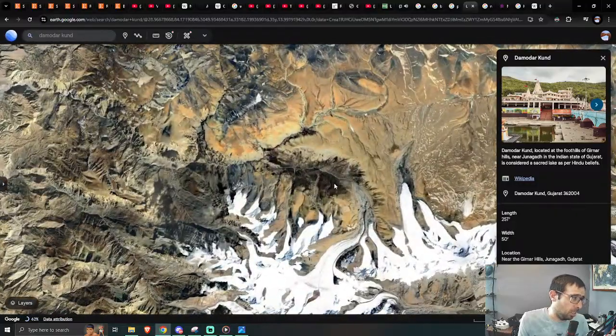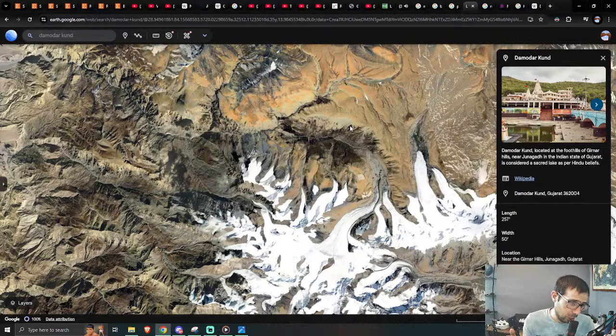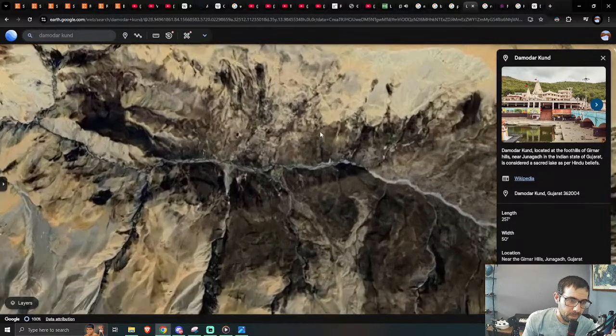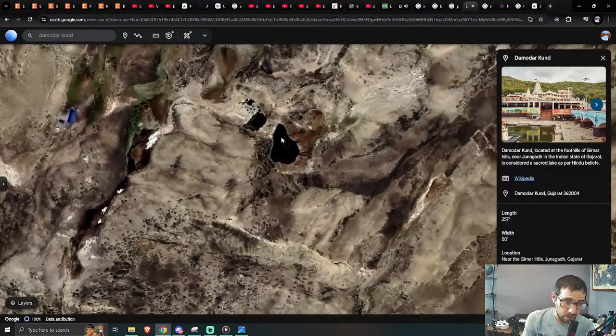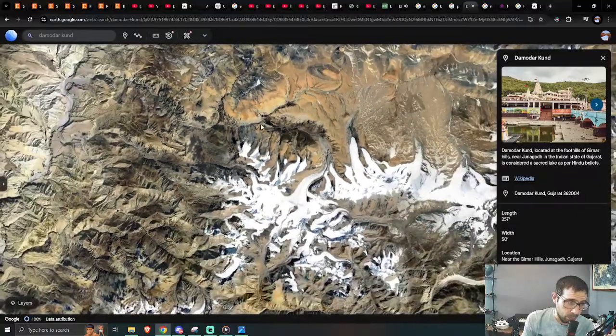So there's oddly even like an ode to shaligrams in this, I think a temple, I don't know, a lake that is sacred, a sacred lake. Yeah, Kund, it means lake. Damodar Kund over here, where shaligrams originate.